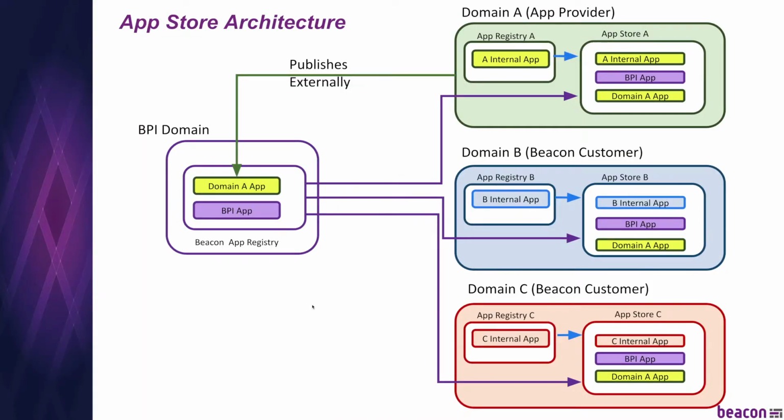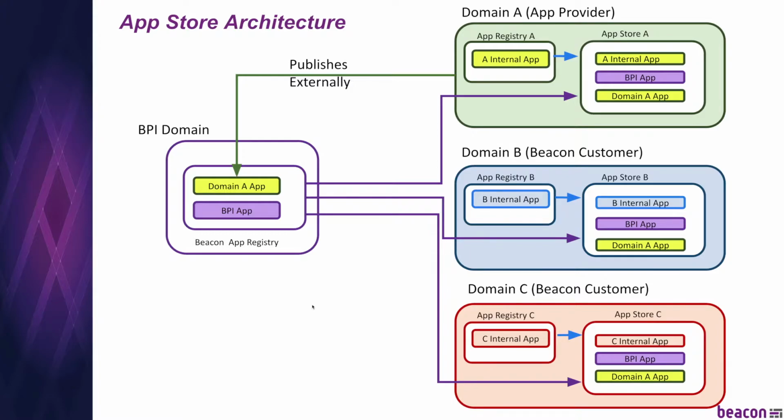App Store architecture. Here you can see several Beacon instances or domains. A Beacon managed domain on the left-hand side, a Beacon app provider domain named Domain A, and a couple of Beacon customer domains, Domain B and Domain C. All these domains have a local app store. Each app store is connected to one or more app registries, which are a registry of apps managed by different publishers.